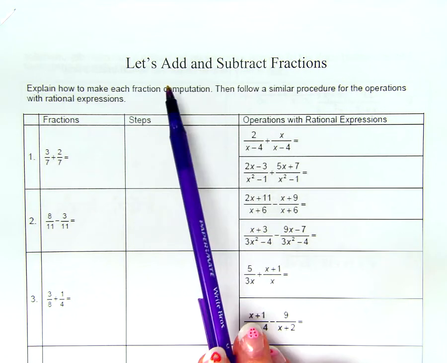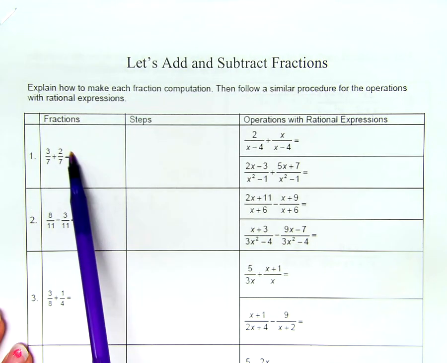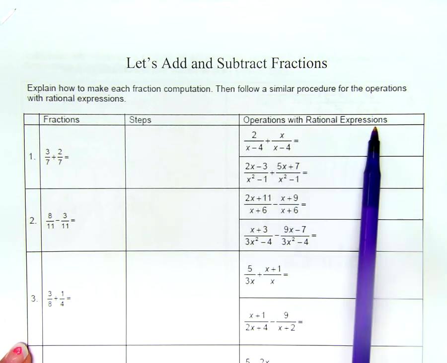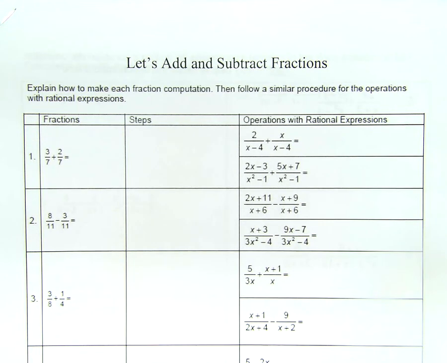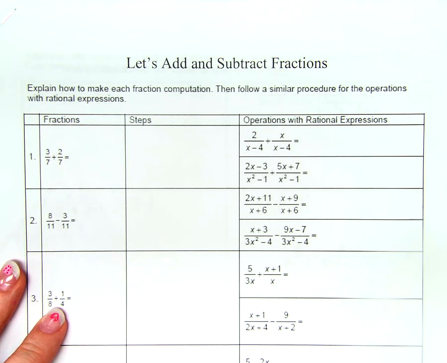Except we were multiplying and dividing fractions then, right? It gives us just a regular fraction, and we talk about the steps, and then we do something with rational expressions. That's kind of what I mean, and it looks like the one we did the other day. Okay? So we're going to follow similar steps. So what do we get for 3/7 plus 2/7?